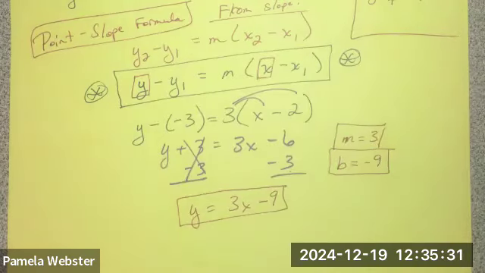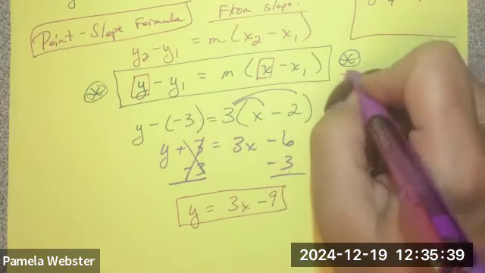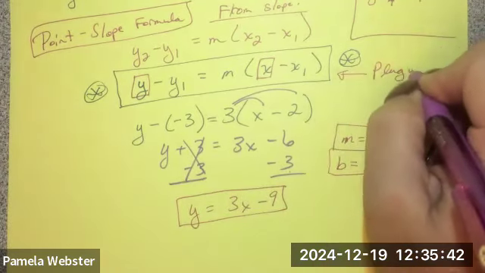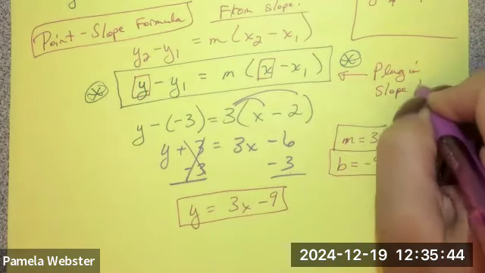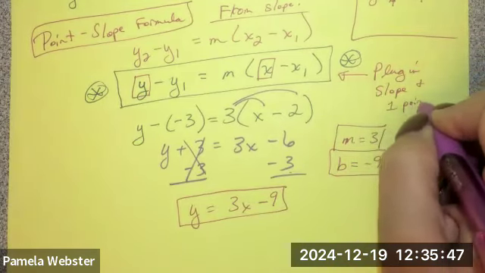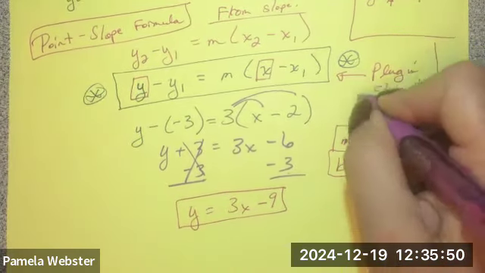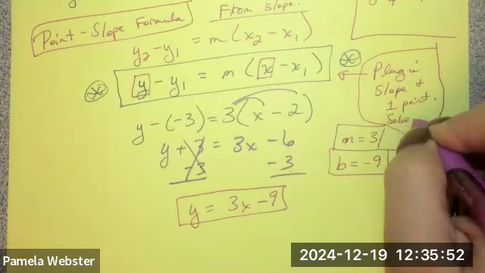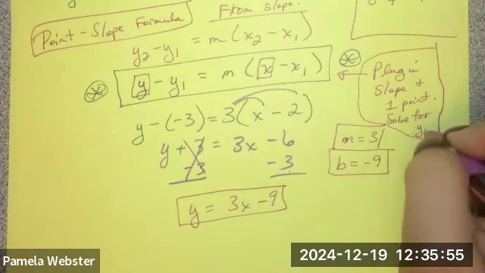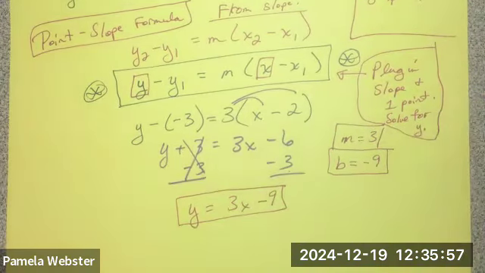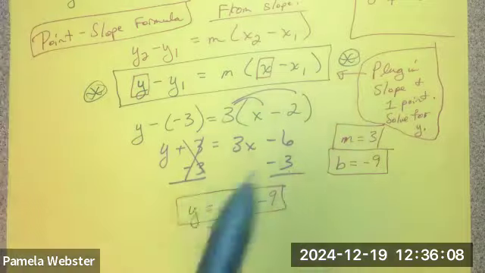Okay, so we just had 2 points. We find the slope, and then we plug that and one of the points into this formula. So plug in the slope and 1 point, and then solve for y. That's the process I just did. So you can see that and you just get your answer. No worries. All right.